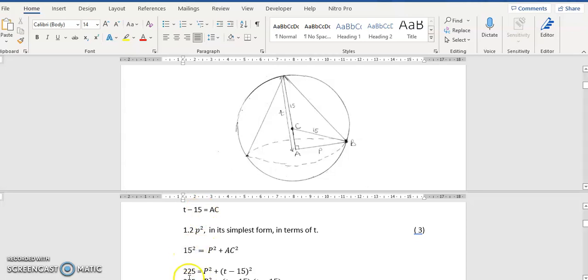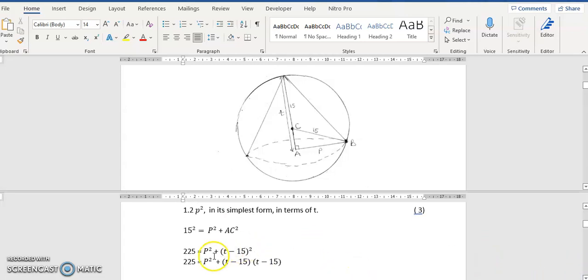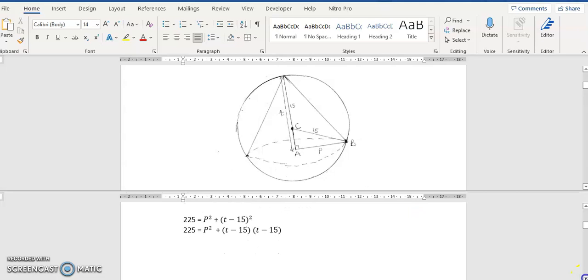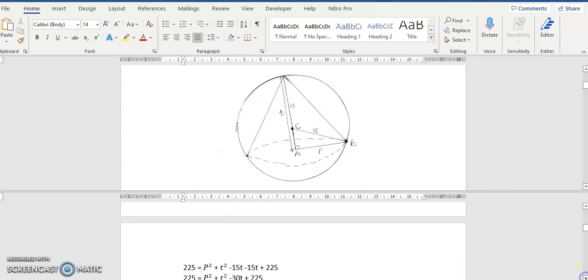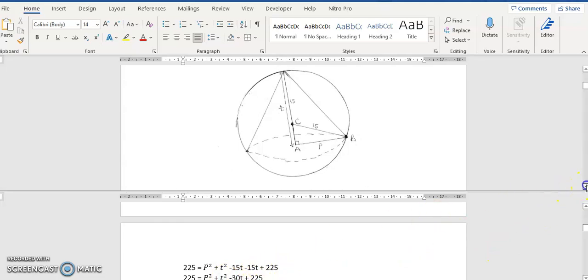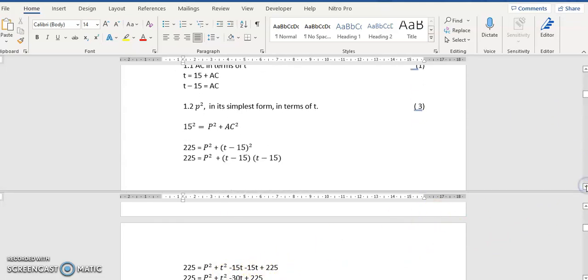So 15 squared is 225. P squared plus AC squared. Our AC is T minus 15. So we substitute T minus 15 here. We bring the squared. Then we need to expand it and make P the subject. So we are trying to expand. Let me bring it for you to see what we are talking about.